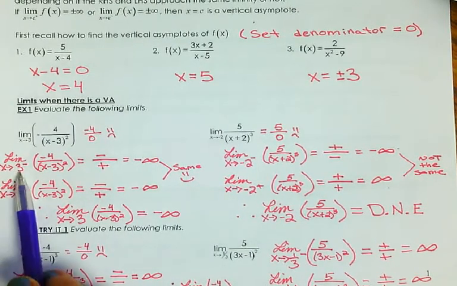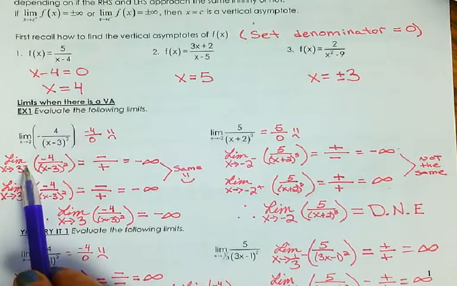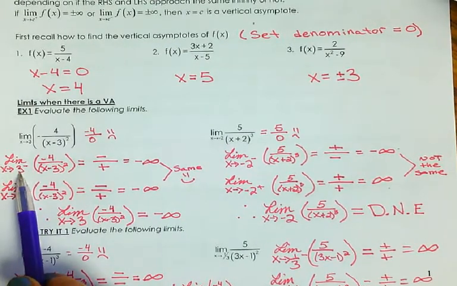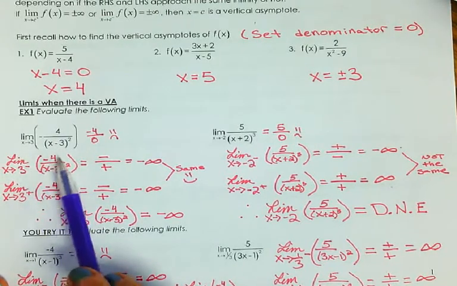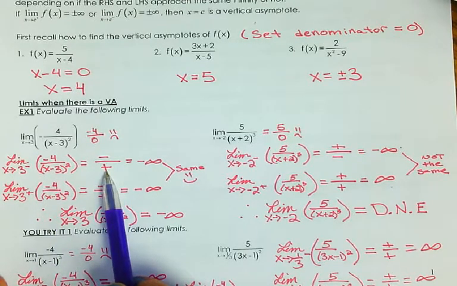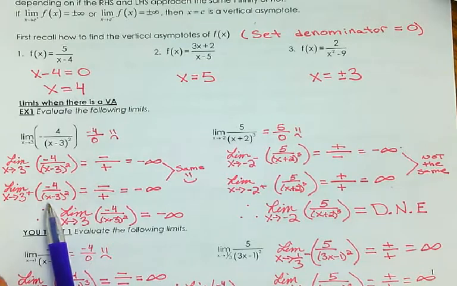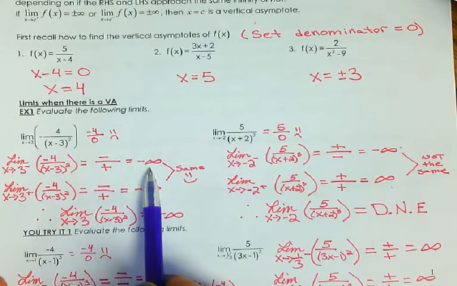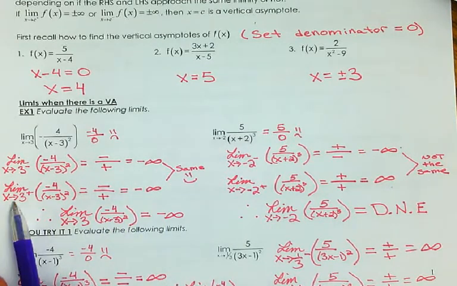Where on this example, when you go to plug in a number slightly to the left of 3, so 2.99999. If I plugged in 2.99, I'd have a negative in the numerator, and then I would have a negative here, but then you square it, so it's going to be positive, okay? And so a negative divided by a positive is negative infinity.